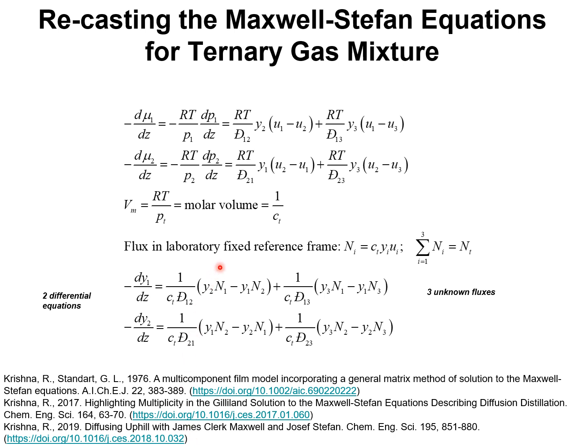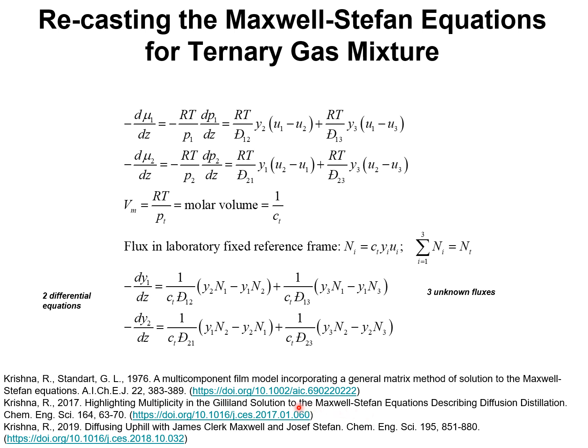The flux of each of the components in a laboratory fixed reference frame is the total molar concentration times the mole fraction of that component times the velocity of transport u_i. The total flux of the mixture N_t is the sum over the three species of the fluxes N_i. The Maxwell Stefan equations can be rewritten in terms of the fluxes N1, N2, and N3 by introducing these relations for the component fluxes, N_i is c_t times y_i times u_i.